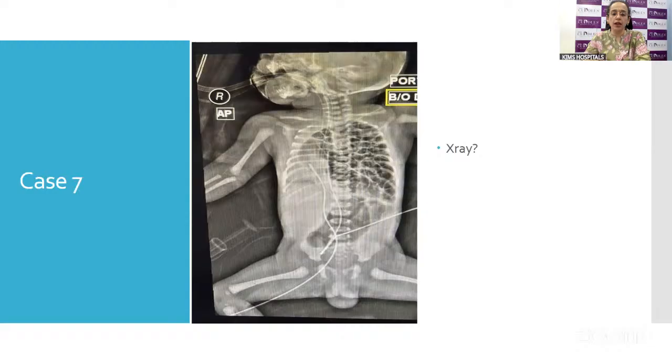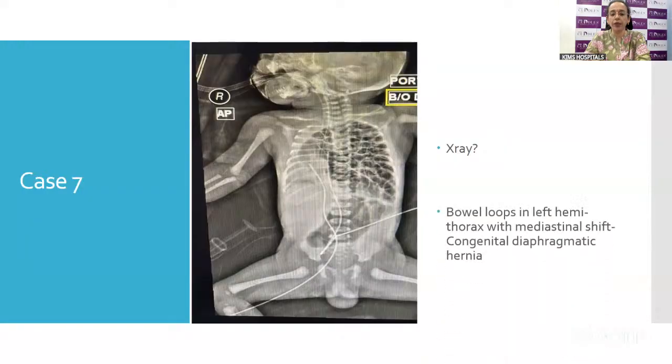So this is another common and interesting case. You can all see this classical X-ray. Here we can see the complete bowel loops in the left hemithorax along with the shift of the mediastinum to the right side. Even the cardiac shadow is completely shifted to the right side. So this is a case of left-sided congenital diaphragmatic hernia.